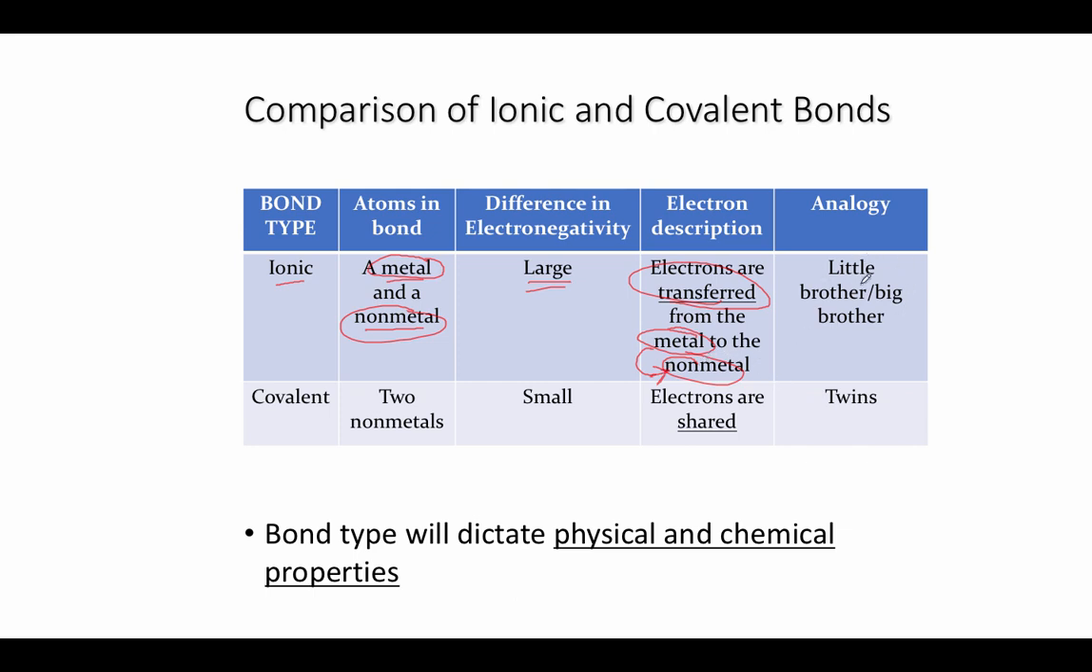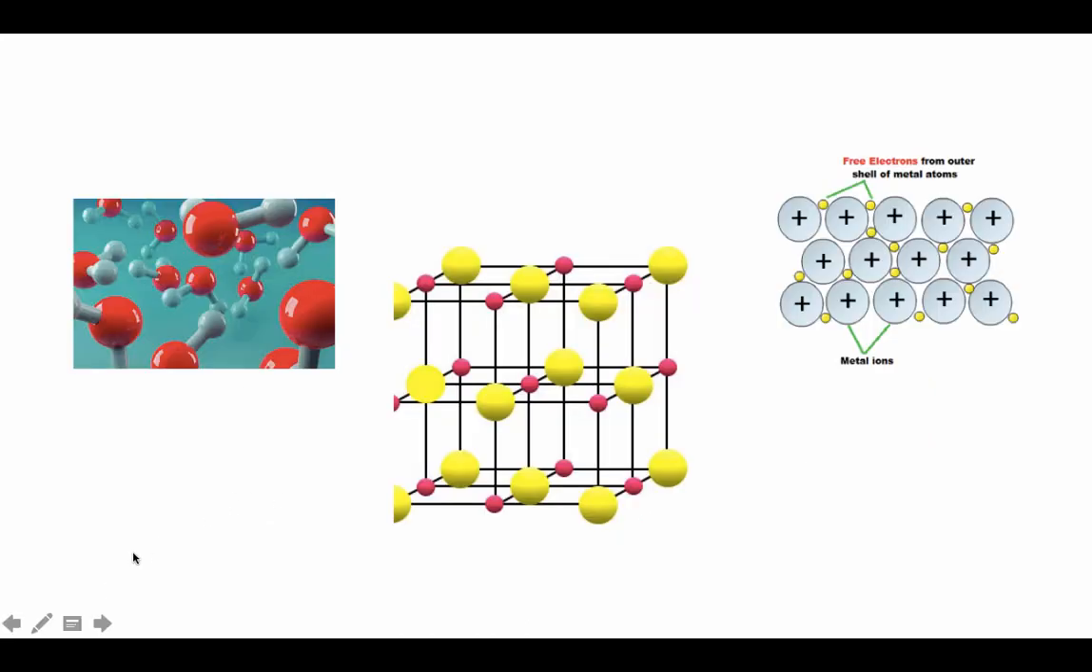You can think of a little brother and a big mean brother that steals his candy. In a covalent compound, I have two nonmetals bonding. Each has a high electronegativity, but the difference in that electronegativity is small. So neither one of them really is able to grab the electrons from the other. These electrons then are shared, and you can think of twins. We'll find that these types of bonds dictate physical and chemical properties. We're going to focus more on the physical.